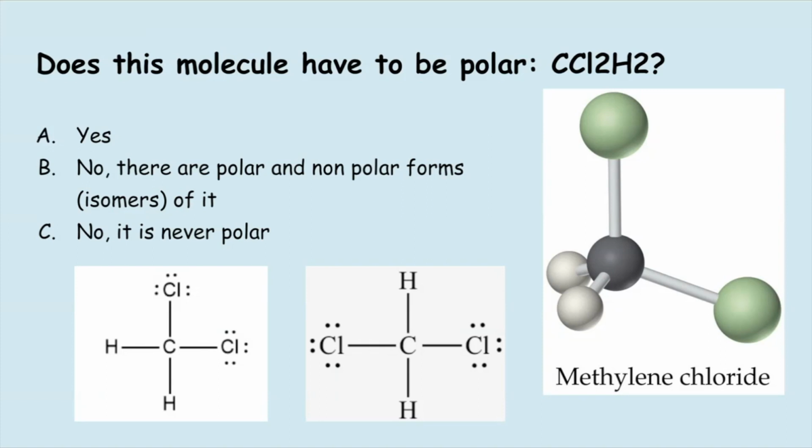So either way we move the molecule, the two chlorines will still be on one side while the hydrogens will be on another side. And because there's an asymmetric distribution of charge, this molecule is polar.